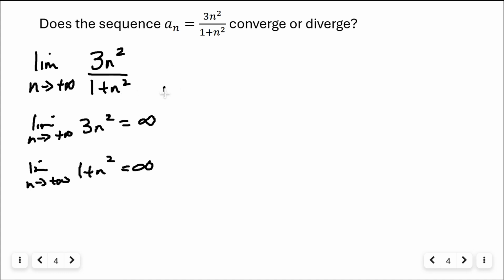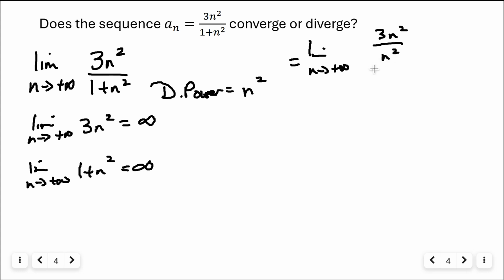Or what you could do is divide both the numerator and denominator by the dominant power, right? Which power actually controls what's happening to this nth term, and that would be n squared, right? The n squared is what ultimately makes the decision. So what you can do is find the limit as n goes to infinity, and you're going to divide everybody here, all of these things, by n squared.